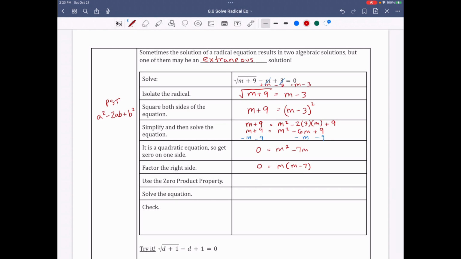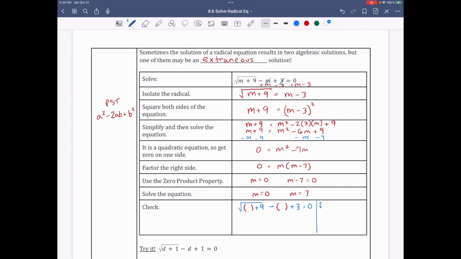Using the 0 product property, I'm going to take each factor equal to 0. I'm going to solve that. Obviously, m equals 0 and m equals 7. To check it, I just plug those each in. So we're going to get the square root. Instead of m, I'm going to put parentheses plus 9 minus m. This is the original equation. Plus 3 equals 0. I have to do that twice because I need to do it for 0 and for 7.